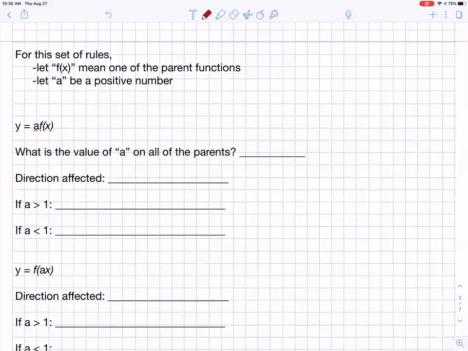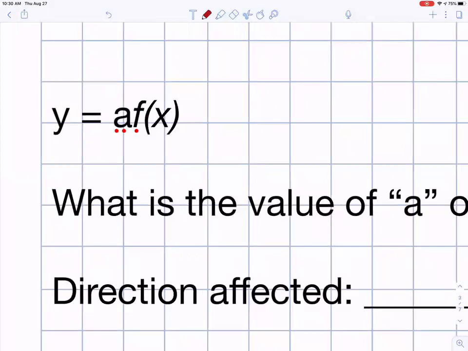Okay. So for this set of rules, let f of x mean the parent. We already did that. A is going to be a positive number. So look at the way I've written this first one. My A, my number. What operation is that?